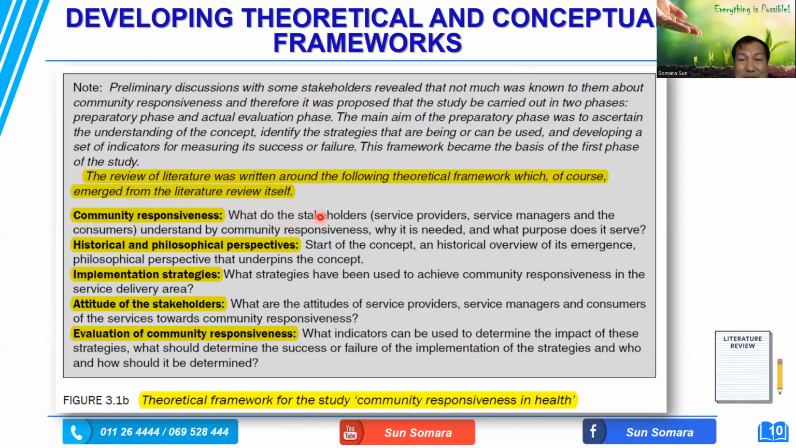This is what gives you some concepts to answer. What do the stakeholders, like service provider, service manager, and the consumers understand by community responsiveness, why is it needed, and what purpose does it serve, right? So this is what they need to find out information about.